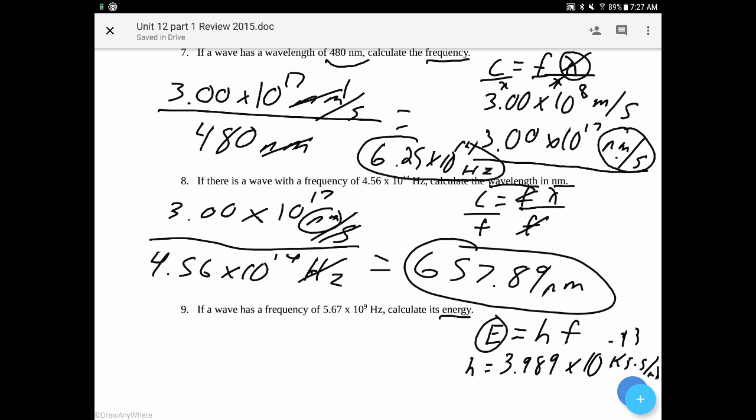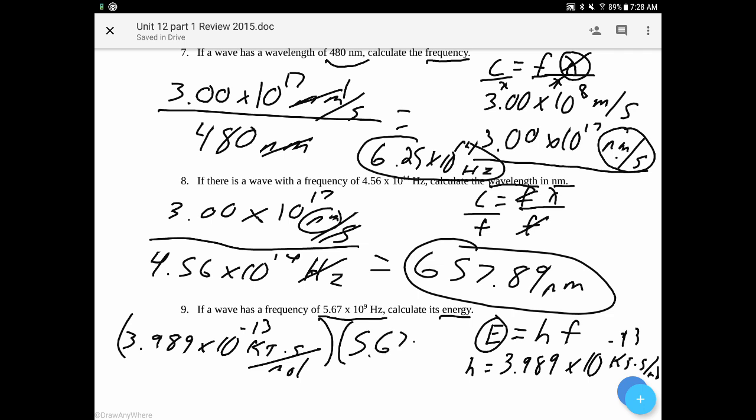So we just take h times our frequency: 3.989 times 10 to the negative 13th kilojoules seconds per mole, multiplied by our frequency, which is 5.67 times 10 to the 9th hertz. Sorry, I ran out of room here. Let's erase that.